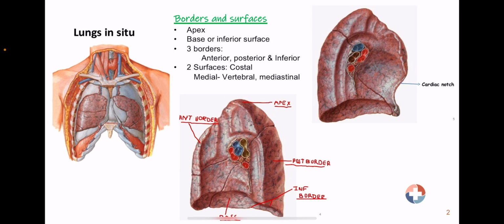This shows where the lungs are situated in the body. It's situated in the thorax. And we talk about the borders and surfaces of the lungs. We have the apex, base or the inferior surface, the three borders, anterior, posterior and inferior borders, and two surfaces, costal and medial, with medial being vertebral and mediastinal.